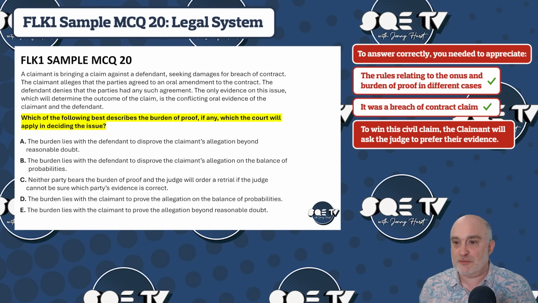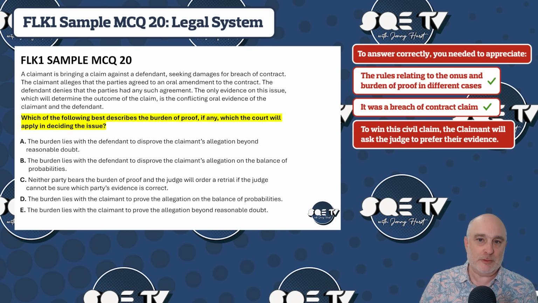And it's asking you which of the following best describes the burden of proof, if any, which the court will apply in deciding the issue. And before I looked at the options, I had already registered the fact that this was a civil claim, and I remembered that the law in relation to civil claims is that the onus of proof is on the claimant to prove their claim, and they need to prove it on the balance of probabilities. In other words, it's more likely than not that the evidence they are giving is to be preferred by the court. And if they achieve that level of burden of proof, then the judge should grant judgment in favour of the claimant.